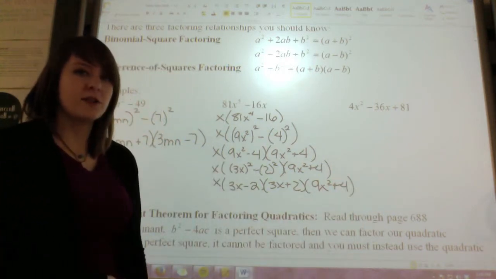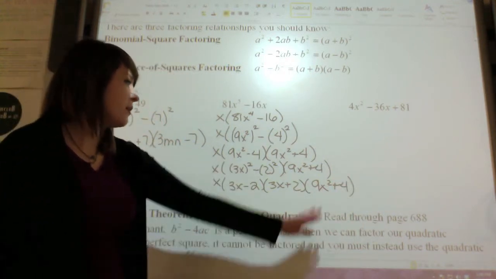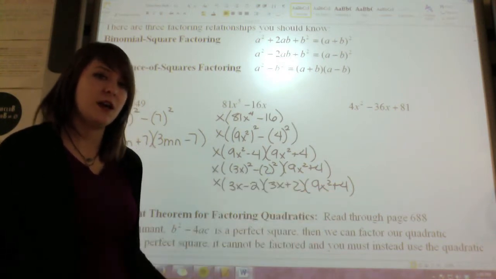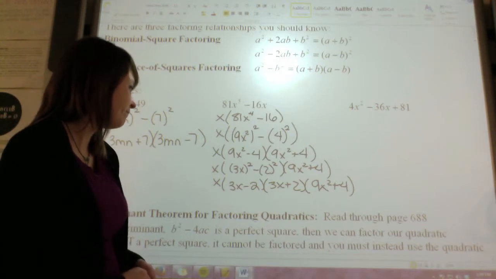So this would be the factored form for that equation. Later on we will learn how to factor a difference or a sum of squares. We just haven't learned that yet, so we can't keep going.